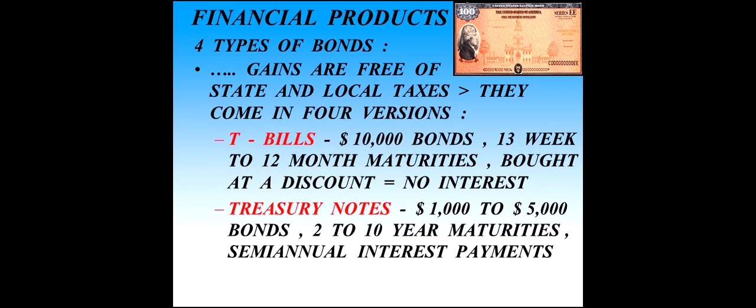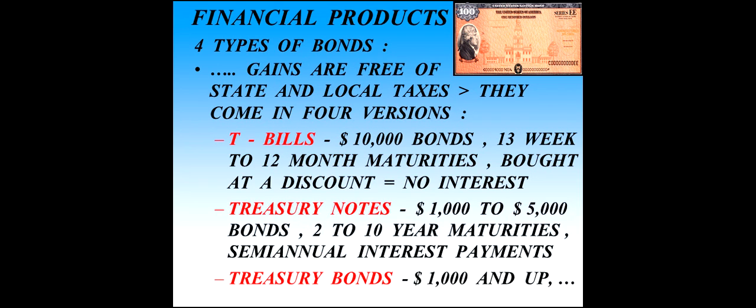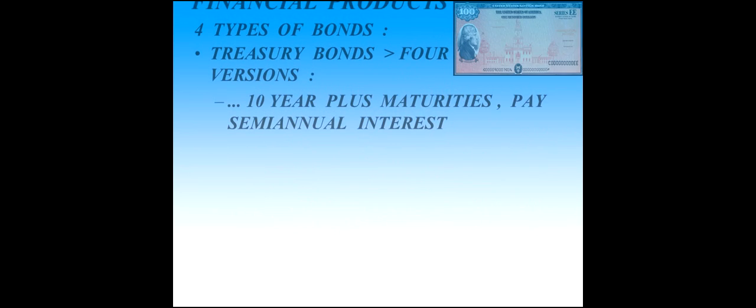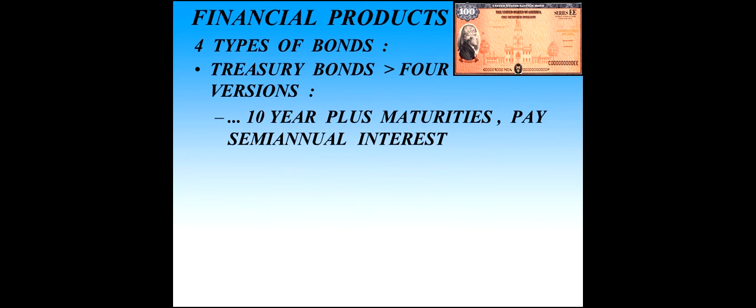The second type of treasury bond is called a treasury note. These range in denominations from, in round numbers, $1,000 to $5,000 bonds. They usually have a 2 to 10-year maturity, and in this case, they're not bought at a discount. They are paid semi-annual interest to the bondholder. The third version is the treasury bond itself. These are $1,000 denominations and up, and have maturity dates of 10 years and beyond.